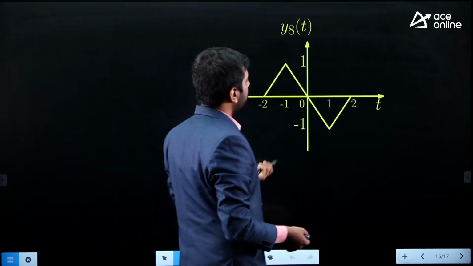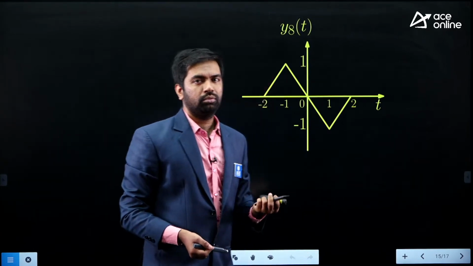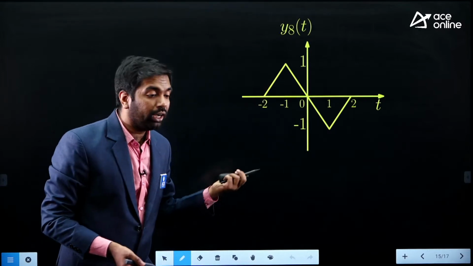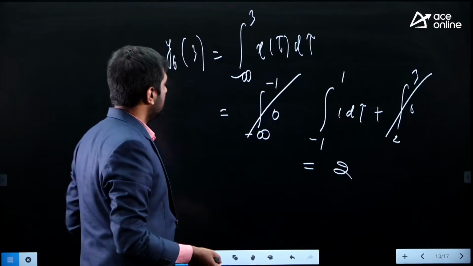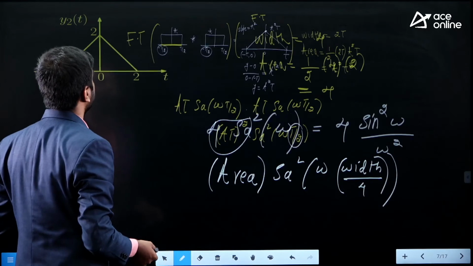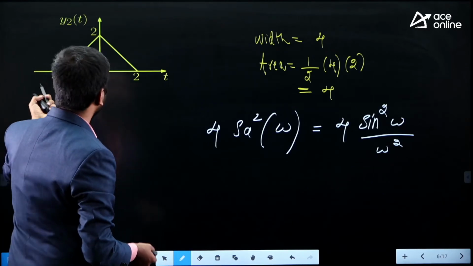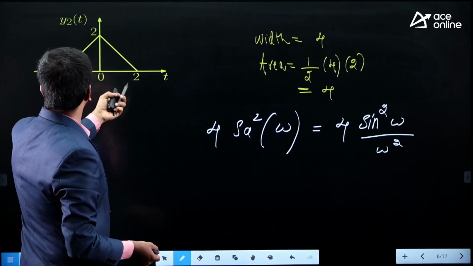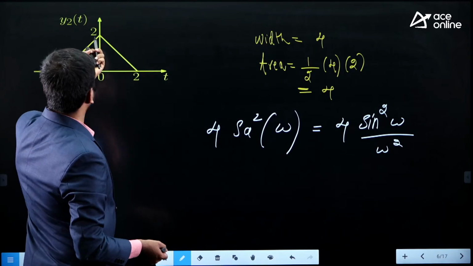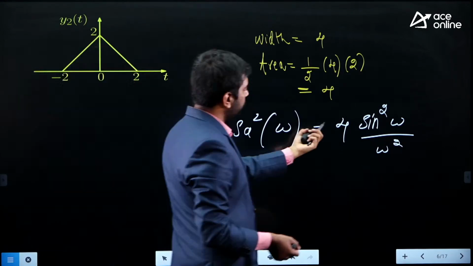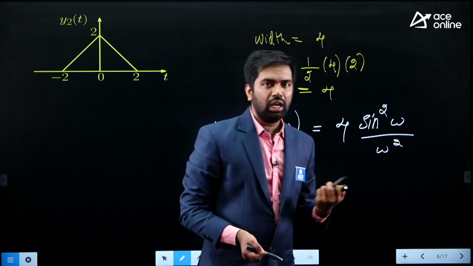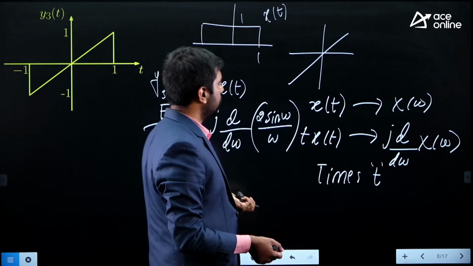How do you find the Fourier transform of this? What I'll do is, I'll take y2 of t as my reference. So where is this? I take this as my reference, minus 2 to 2, right? Here the amplitude is 2. For this, I already know the Fourier transform. I'll use this to find the Fourier transform of this.